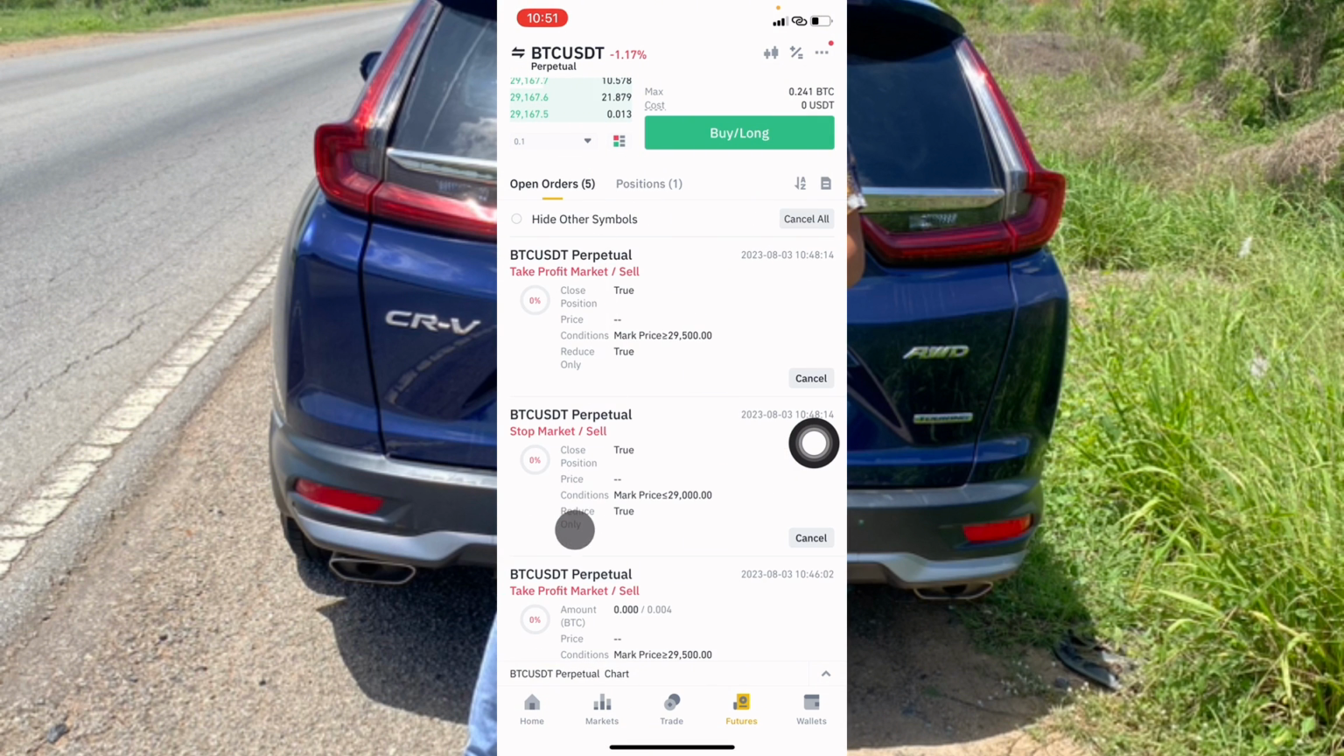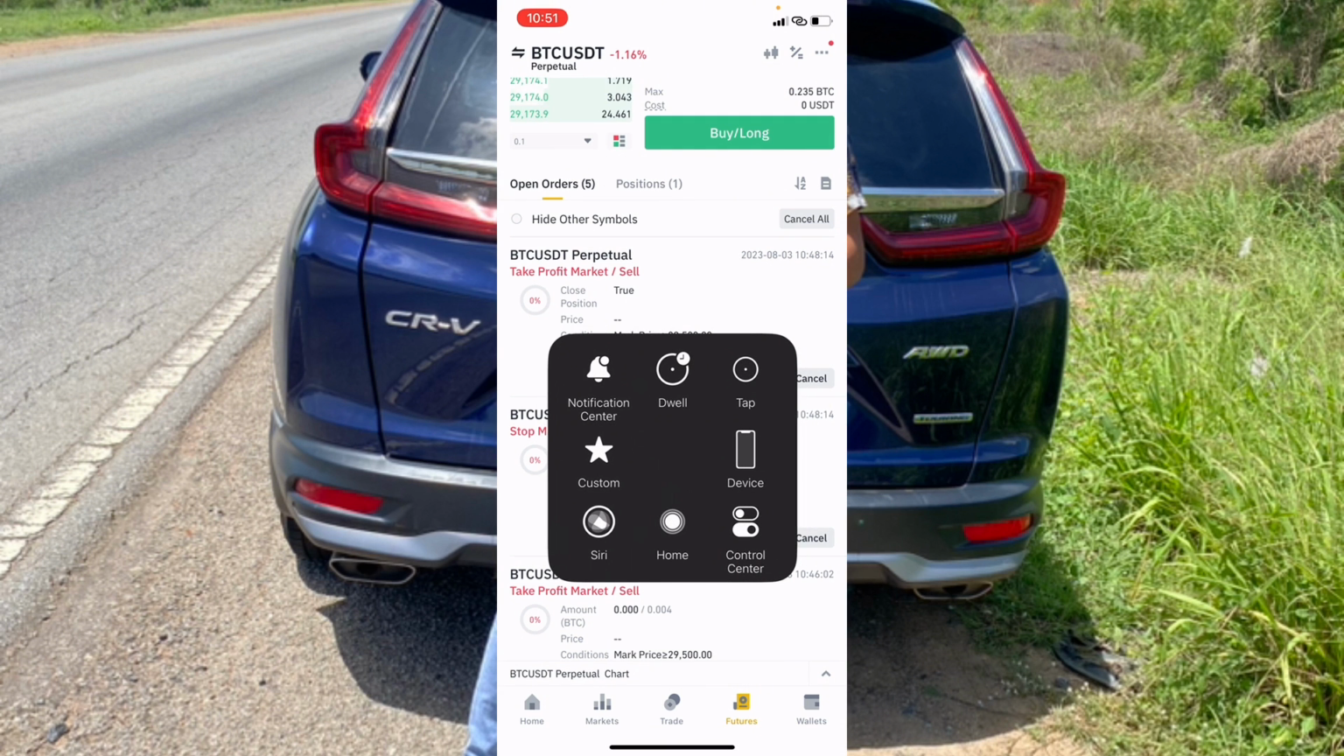With limit orders, they usually appear in the open orders. If they don't trigger within 24 hours, you can cancel them. You can just click on cancel here. Please never cancel your stop loss. Anytime that you are going to trade, always make sure you have your stop loss in order.